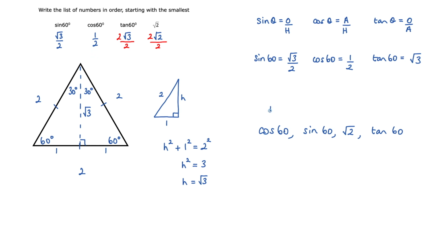So we had a half. We then had sine 60, which is root 3 over 2. And hopefully you can see root 3 is greater than 1. We just need to compare the numerators. Then we had the root 2, which we said was 2 root 2 over 2. And hopefully you can see twice root 2 is greater than root 3. And finally we had the tan 60, which was 2 root 3 over 2. And again, it should be fairly obvious, 2 times root 3 is going to be greater than 2 root 2. So the final order: cosine 60, sine 60, root 2, and tan 60.